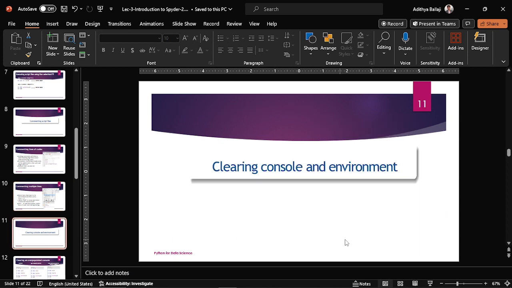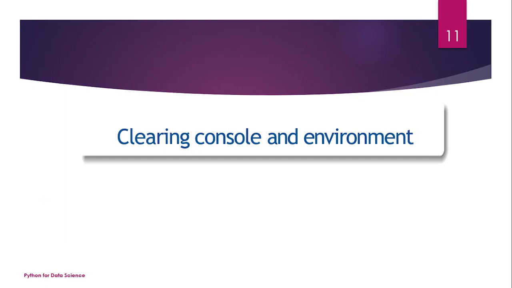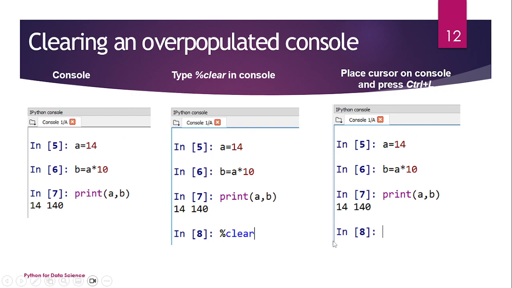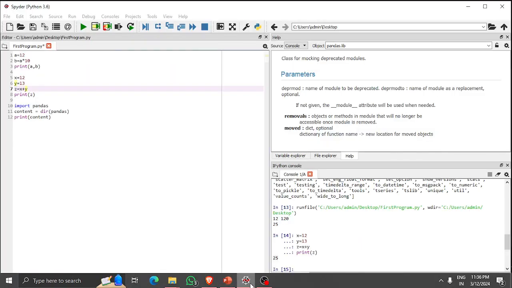The next topic is to clear a console or an environment. What happens sometimes when you run multiple lines of code again and again is that your console gets overcrowded, and if you want to clear the console, the command that you have to give is %clear. If you give %clear in the console window, your complete console will get cleared. Now we will see how that is done.